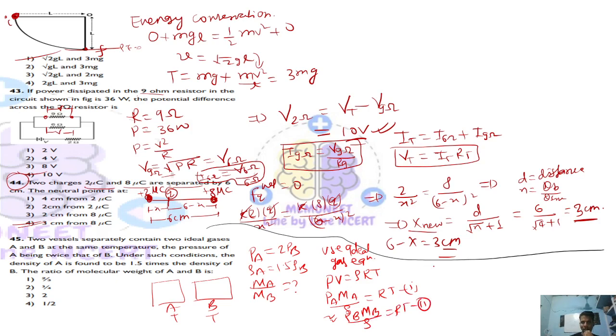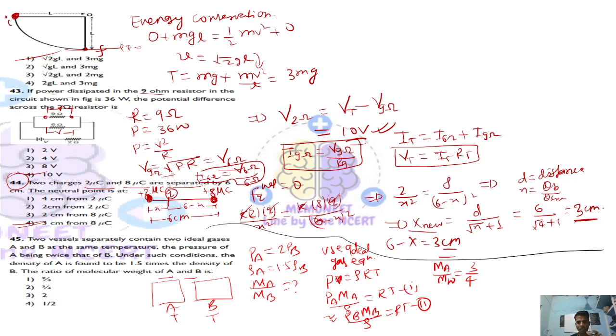This is the second, and when you calculate from here the ratio M_A by M_B, putting the values 1.25 and then 1.52 and other things, you get M_A by M_B. This is the ratio that is asked, and it will come out to be 3 upon 4. You can convert the volume into the density.